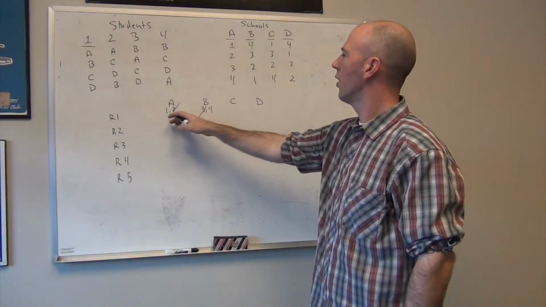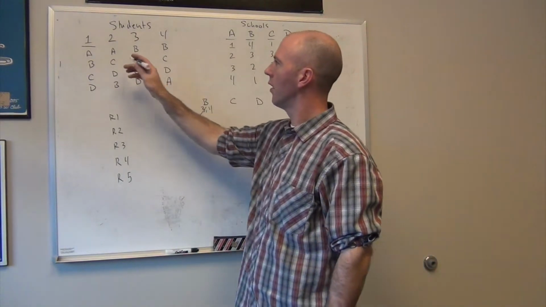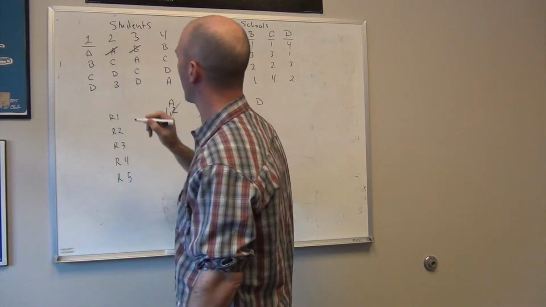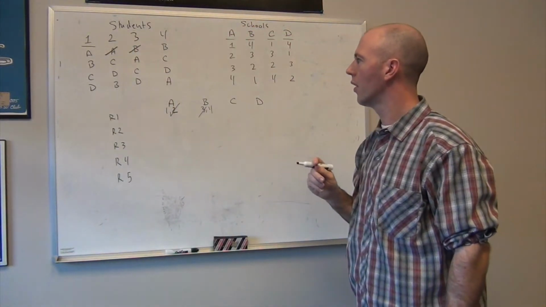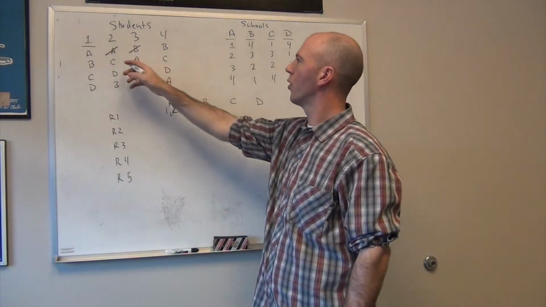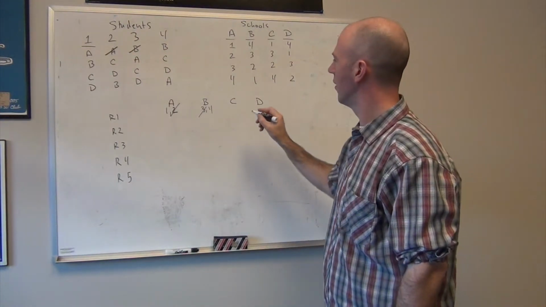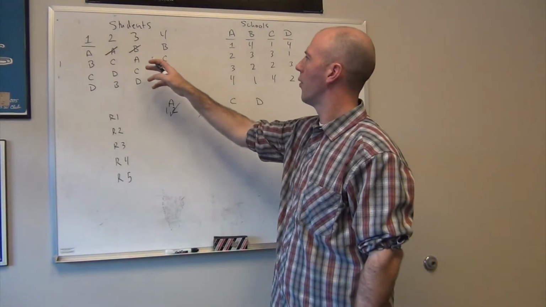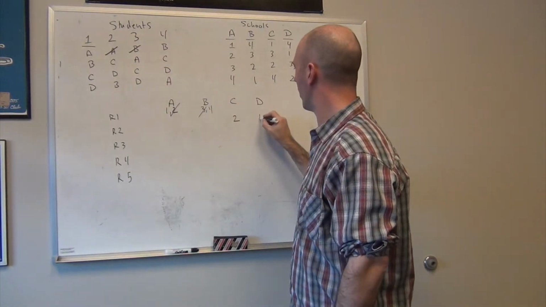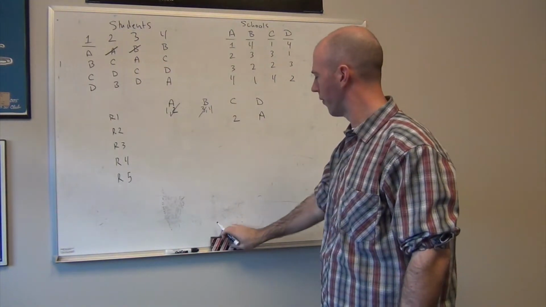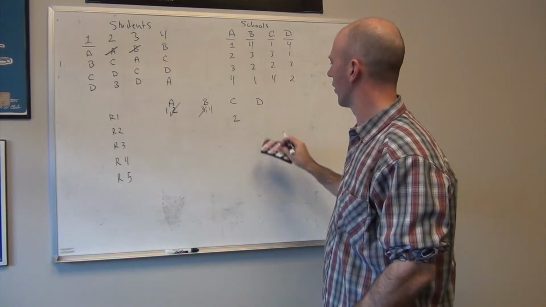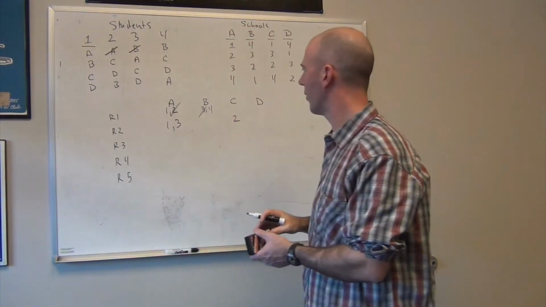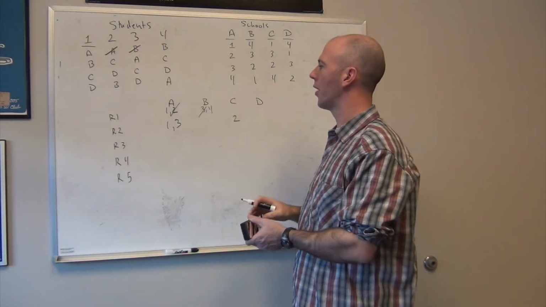So next, 2 has been rejected, and so we know it's not going to go to A, and 3 has been rejected, we know it's not going to go to B. So 2 is going to apply to school C, and 3 is going to apply to school A. 4 is still applying to B.